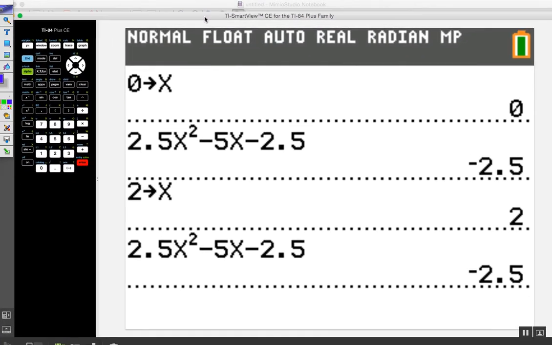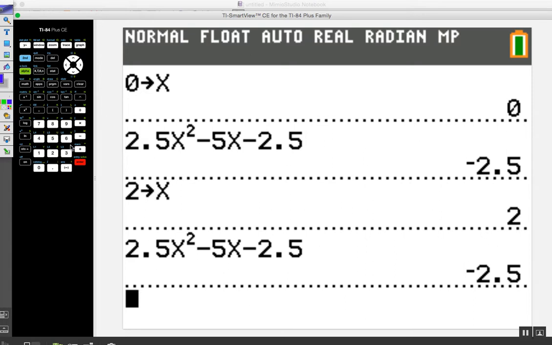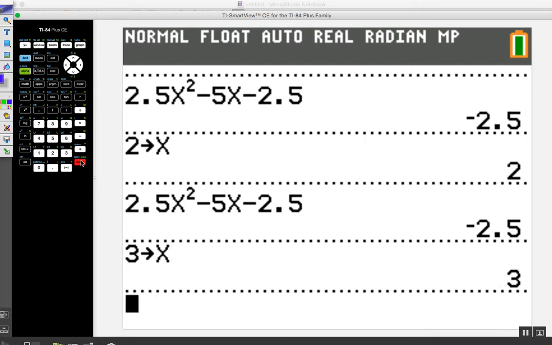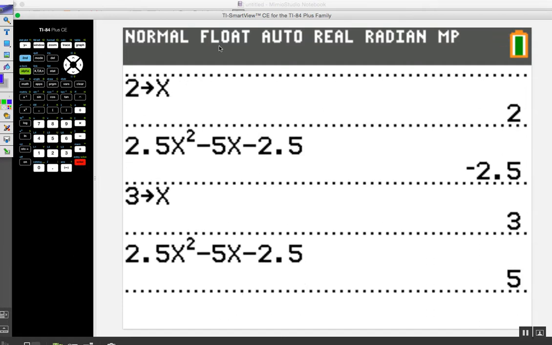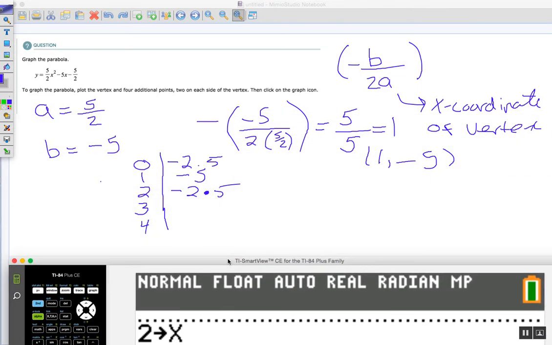And I'm going to plug in 3 for x. So 3 store for x. Pull the original back up. Second enter, second enter. When x is 3, y is 5. And we need one more.